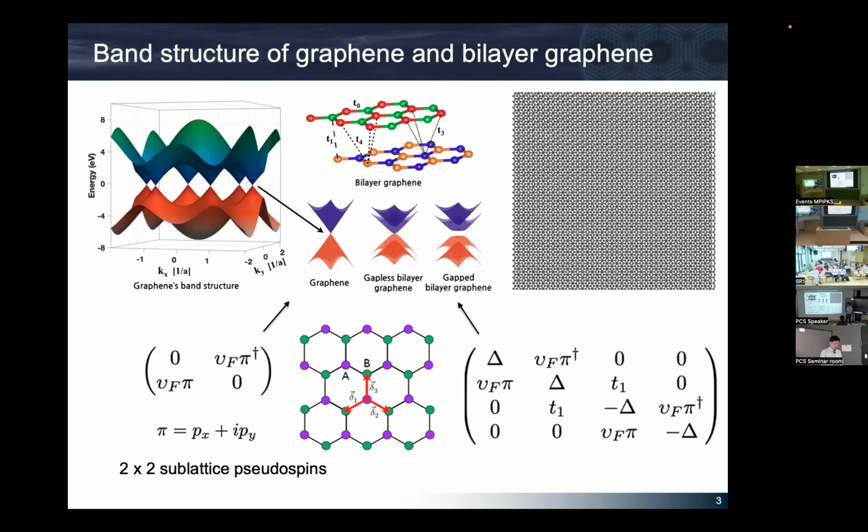The moment we add a second layer, we qualitatively change the band dispersion from linear to quadratic, and when we introduce an interlayer potential difference between A and B, we can open up a band gap. So this is an effect that we can exploit in bilayer graphene with an electric field to charge polarize or pseudospin polarize the system.